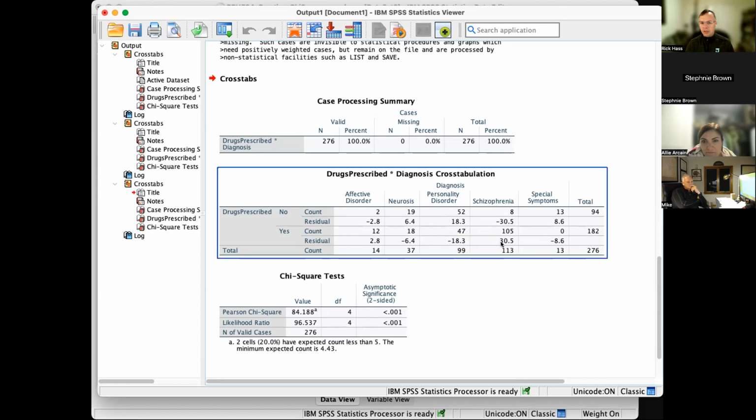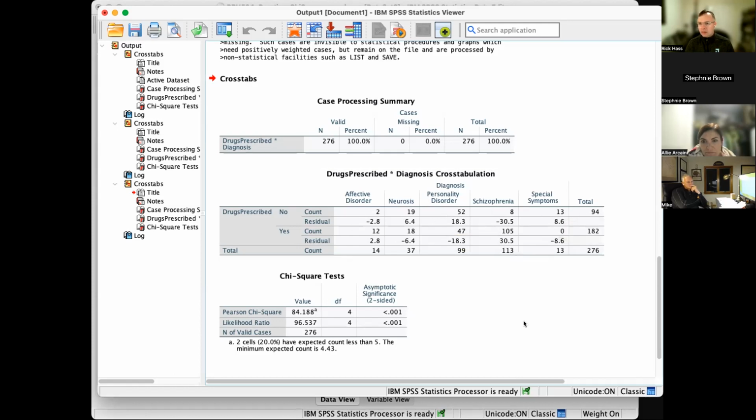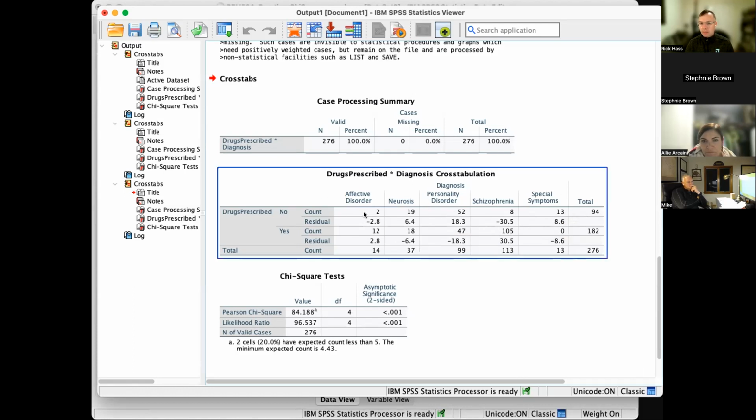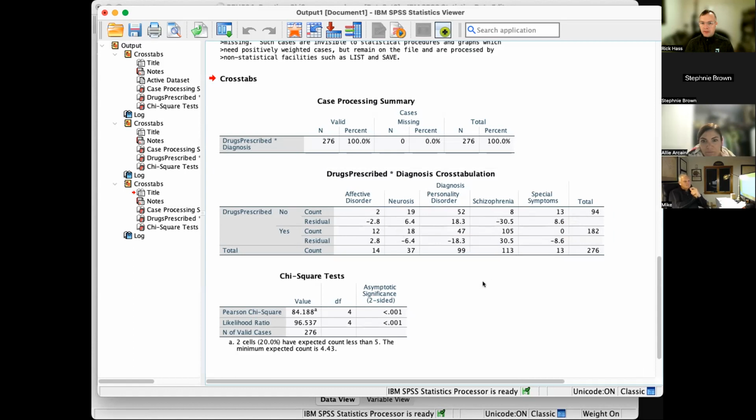So you could go through each cell, or at least each column, and say, oh, for affective disorders, whatever. But we're focusing on the two biggest discrepancies, which were for personality disorders and schizophrenia. That would be the qualitative takeaway, akin to saying there was a big difference between these two groups' means. Here we're looking at the discrepancies between observed and expected.